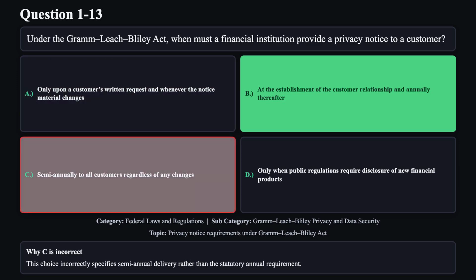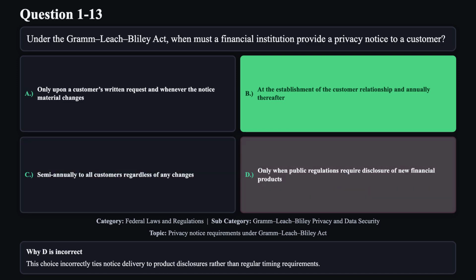Reason C is not correct. This choice incorrectly specifies semi-annual delivery rather than the statutory annual requirement. Reason D is not correct. This choice incorrectly ties notice delivery to product disclosures rather than regular timing requirements.